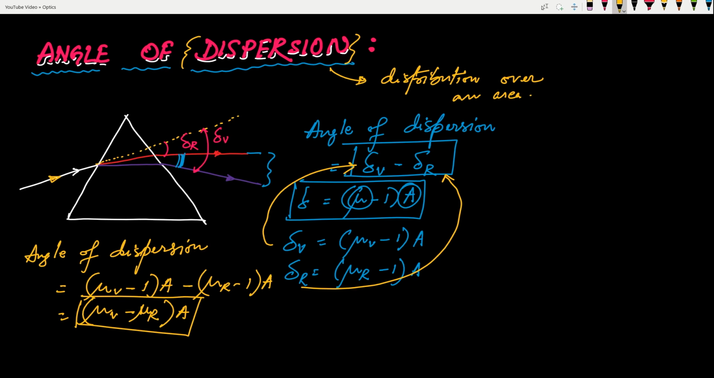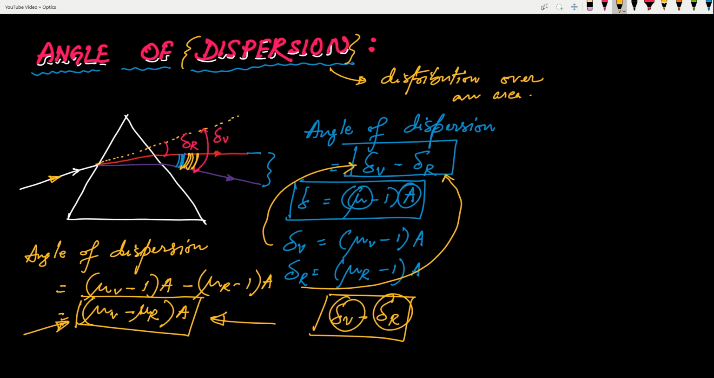I hope the concept is clear. Basically we are finding this angle, isn't it? So you need to remember this formula, (mu V minus mu R) multiplied by A. Even if you don't remember this formula, if you know the concept that this is the angle of dispersion, just remember delta V minus delta R, and then just put the value of delta V and delta R in terms of refractive index, and you will get this value. So this is all about the angle of dispersion.